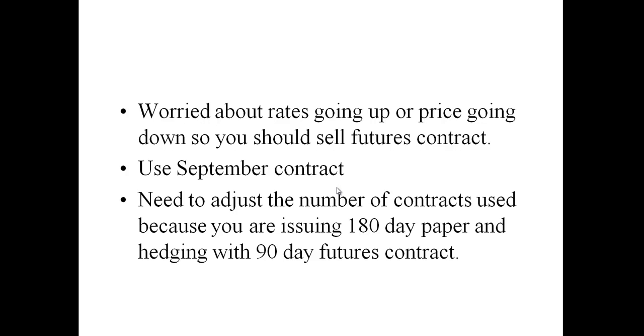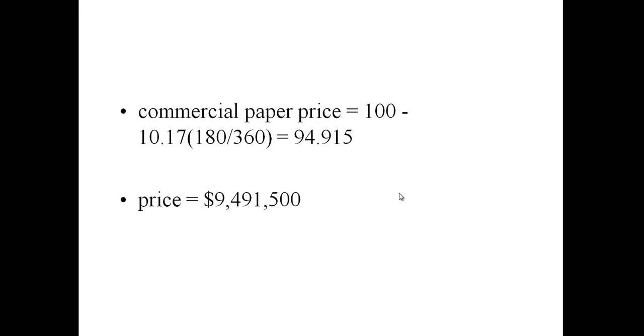Okay, we'll look quickly through this example. All right, we figure out the price you're hedging $10 million worth. So this turns out to be, once we use this pricing equation, 94.915 or $491,500 you'll receive for this commercial paper issue if you could issue it now.